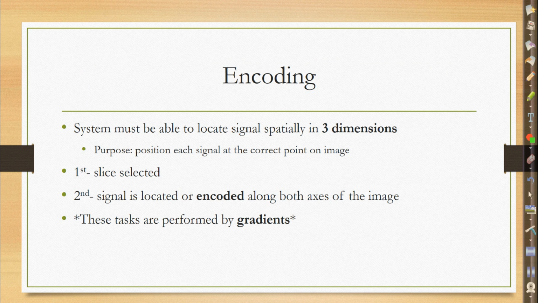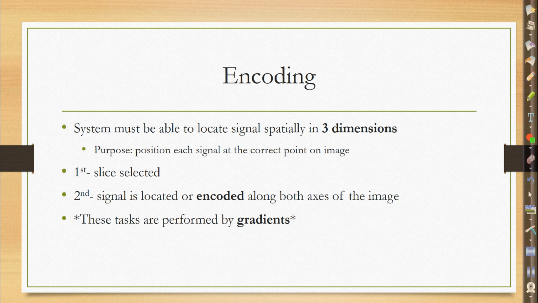All right. So the system must be able to locate signal spatially in all three dimensions. We have our y-axis, which usually gives us what slices? Do you remember? Coronal. What about the z-axis? Axial. Nice. And then our x-axis. Good. So our gradients locate our signal spatially, but they also perform other tasks. Those tasks are to dephase and rephase our hydrogen protons, and to do what we call slice select, frequency encoding, and phase encoding.